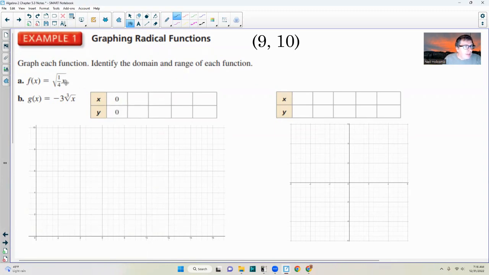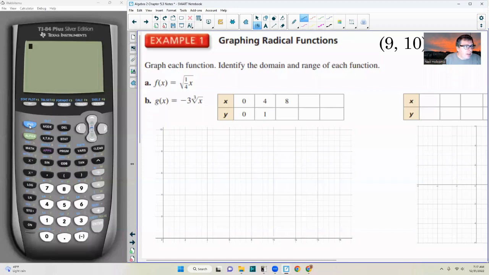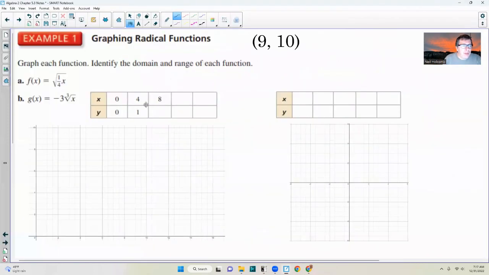Now, I'm not going to choose any values that will give me fractions. Multiplying by multiples of 4 will get rid of fractions. 1/4 times 4 is 1. So if I put 4 in for x, 1/4 times 4 is 1, and the square root of 1 is 1. Then going in multiples of 4, the next one is 8. 1/4 times 8 is 2. The square root of 2, on my calculator, is 1.4142, which is 1.41 rounded to 2 decimal places.